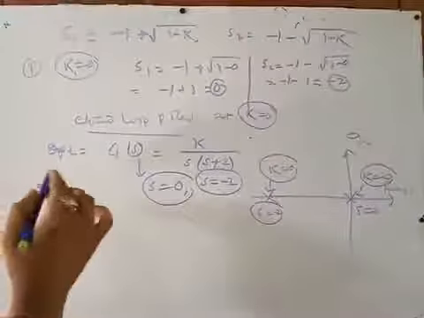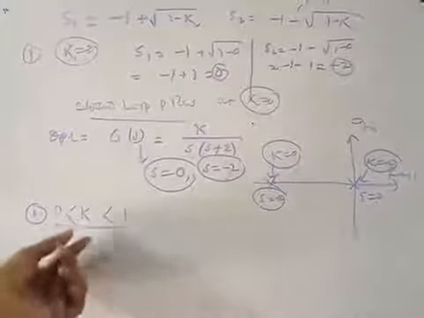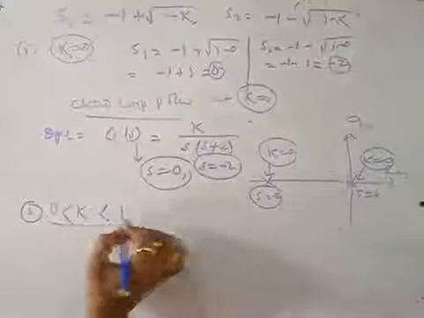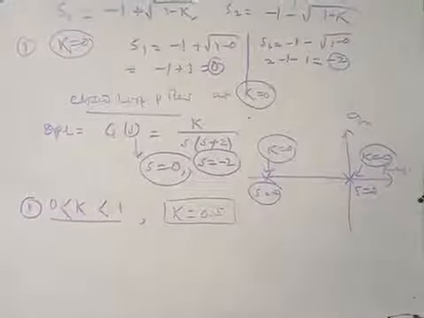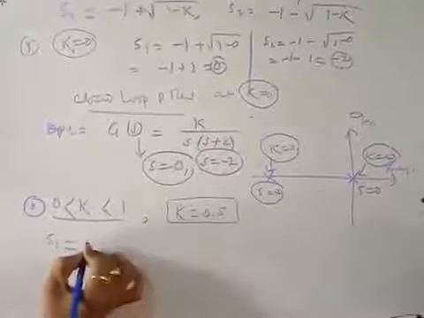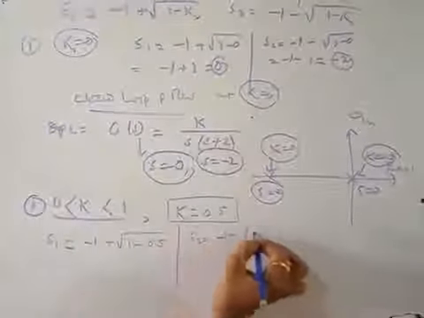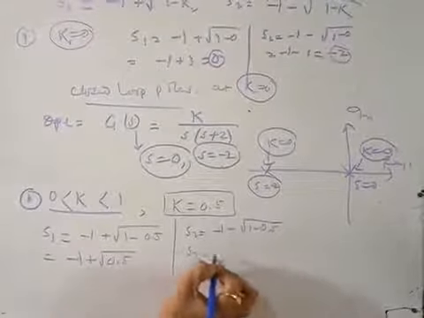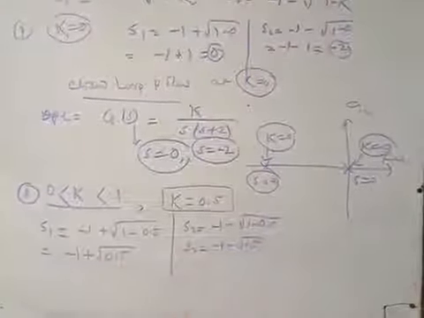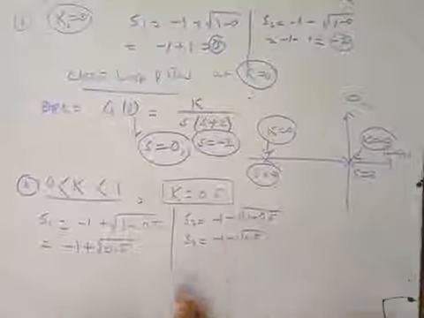Now the next part is that we will increase the value of K. So K, say less than 1, greater than 0, right? We are slightly increasing the value of power amplifier gain K. So maybe within this limit we can take K equal to 0.5 for the simplification of our calculation. So what is the value of S1 then? S1 will be equal to minus 1 plus root over 1 minus 0.5, and S2 is equal to minus 1 minus root over 0.5, right?